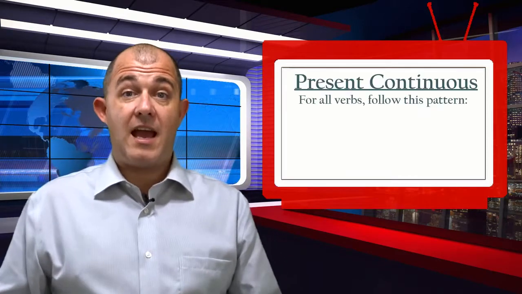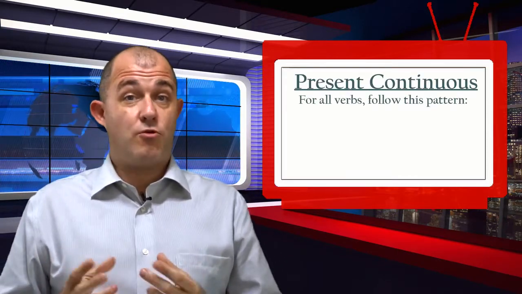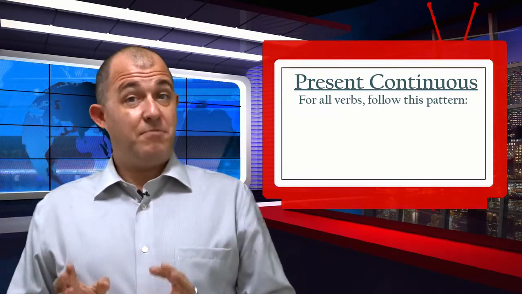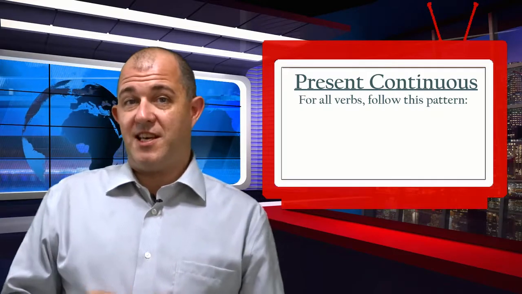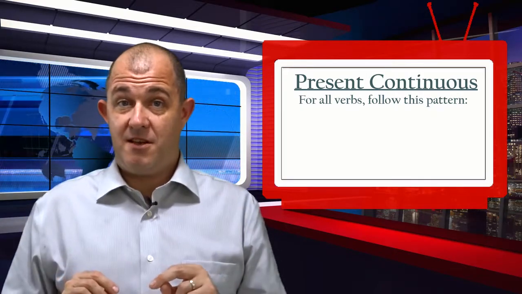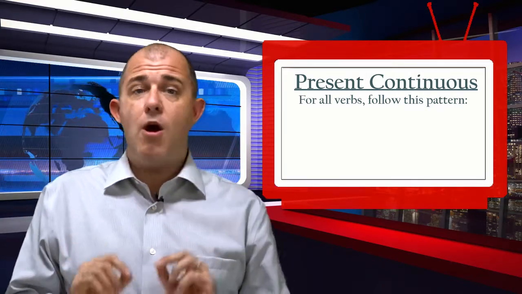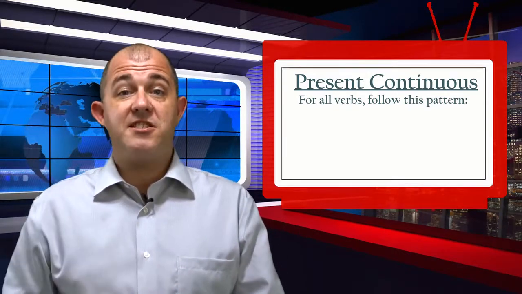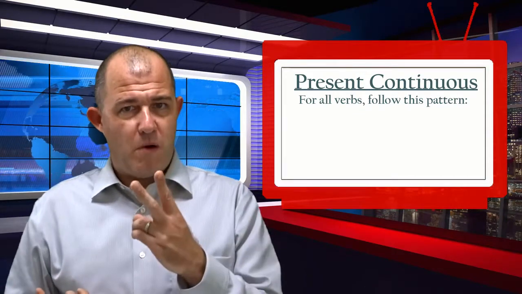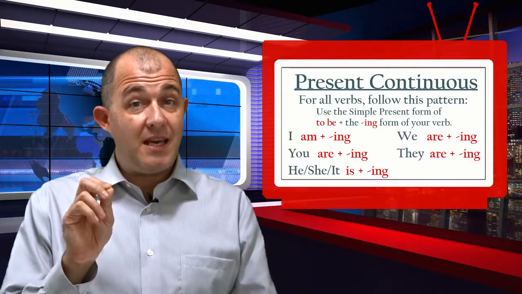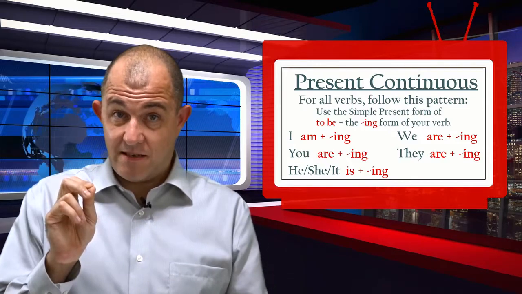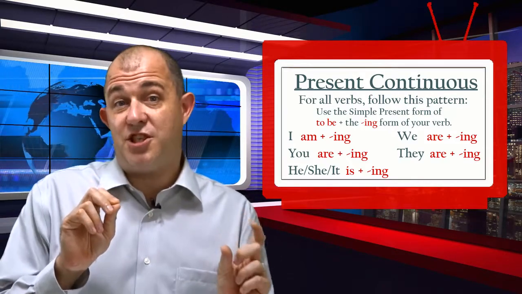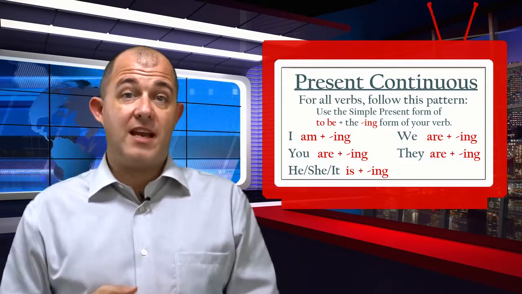Now let's take a look at how to form verbs correctly in the present continuous. Unlike simple present, present continuous is a compound tense. This means that the verb always has 2 or more parts, and in the case of present continuous, it has 2 parts. It has the verb to be in the simple present, and then your main verb is going to be in the ing form. So let's take a look at how you would do that.